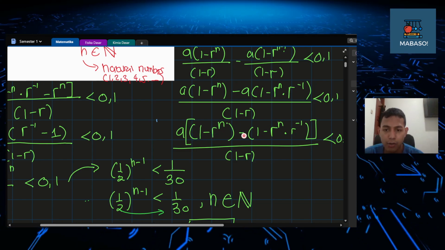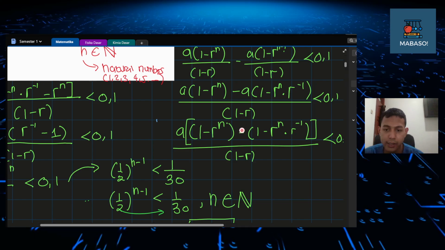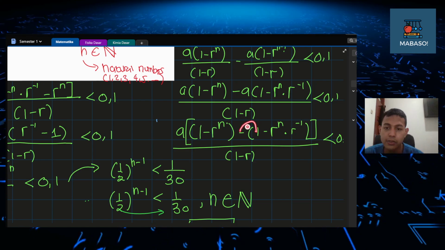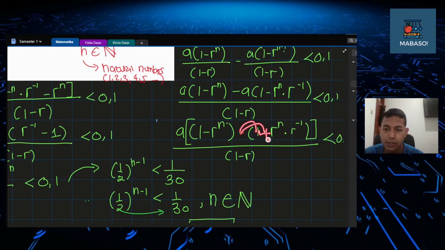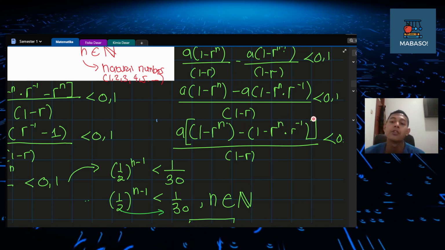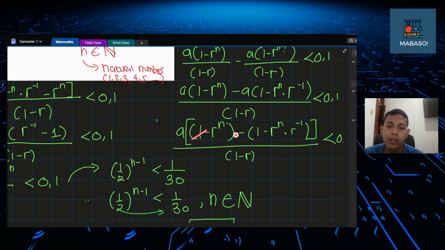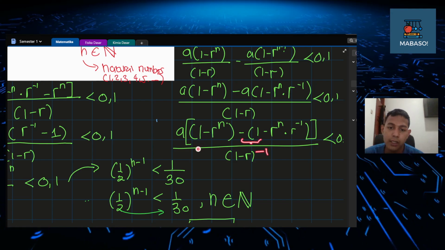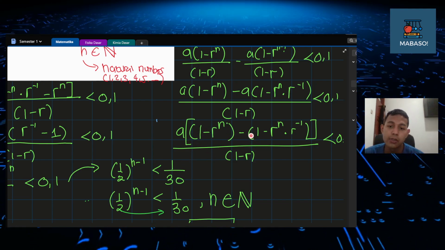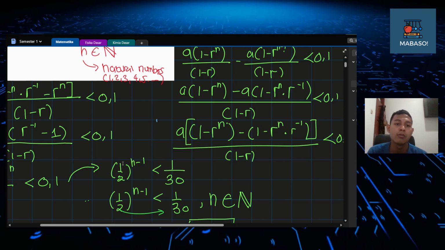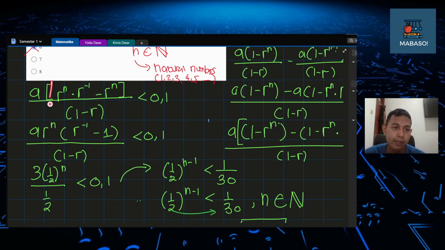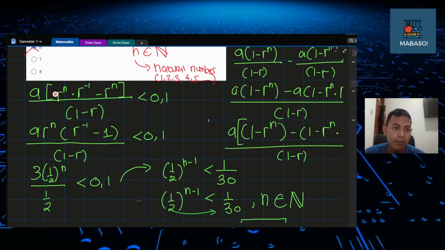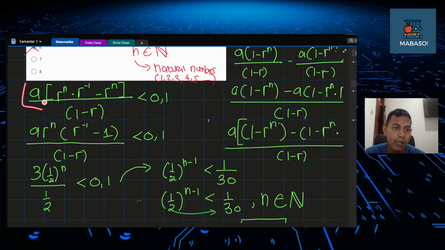Now we can do some simple algebra again. If we distribute the minus, this would be minus 1 plus r to the power of n times r to the power of minus 1. And this 1 would cancel with the minus 1, because 1 minus 1 is 0, so that term cancels out. What we are left with is this term. Now again, the same goes with the a.